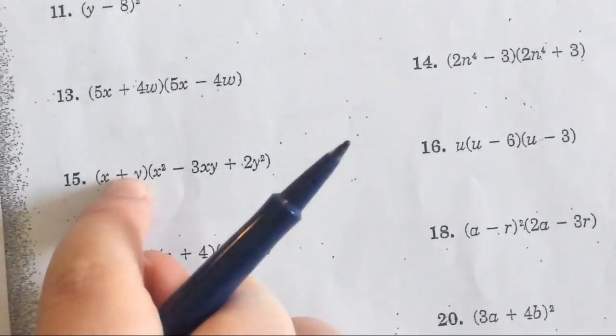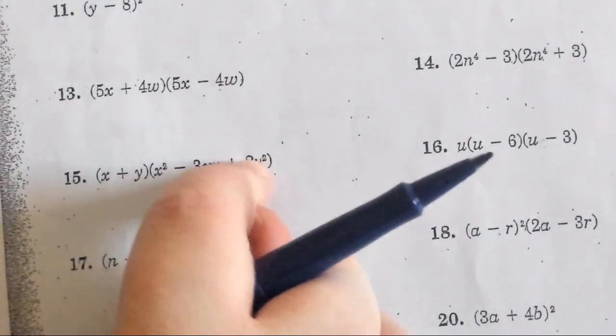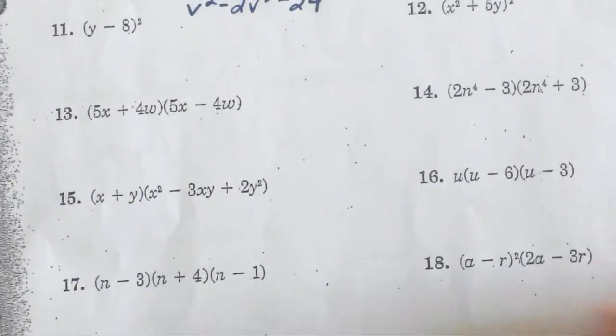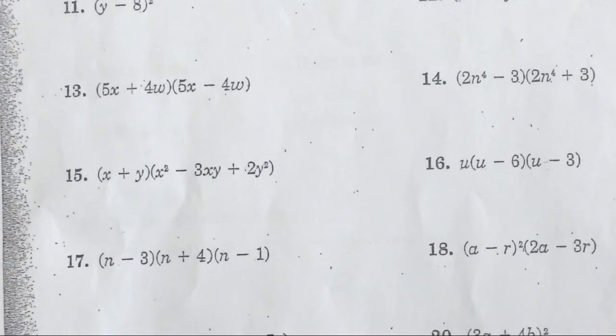Down here we have a 1, 2, and that's not a 1, 2, it's a 1, 2, 3. So we can't use FOIL, we're going to have to distribute.